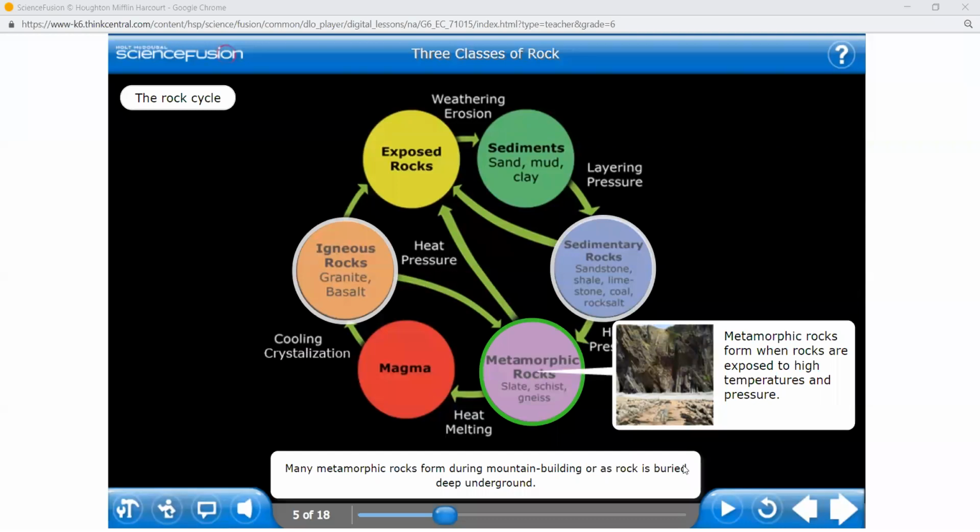You have a rock cycle again with the names of the examples. If you want, you can take a picture of this. Igneous rocks have granite and basalt. Sedimentary rocks have sandstone, mudstone, clay, or you can say sandstone, limestone, coal, shale. These are examples of sedimentary rocks. Whereas metamorphic rocks have examples like slate, gneiss, schist.